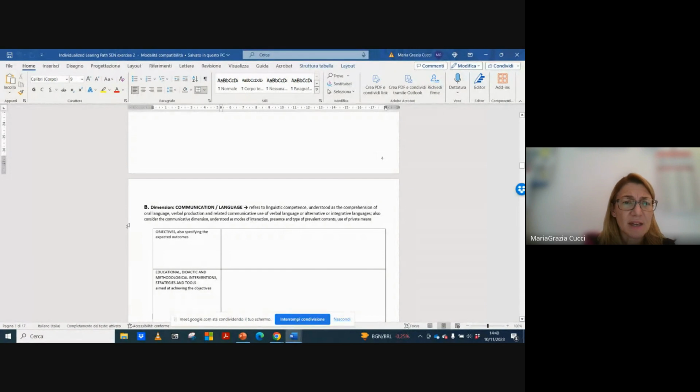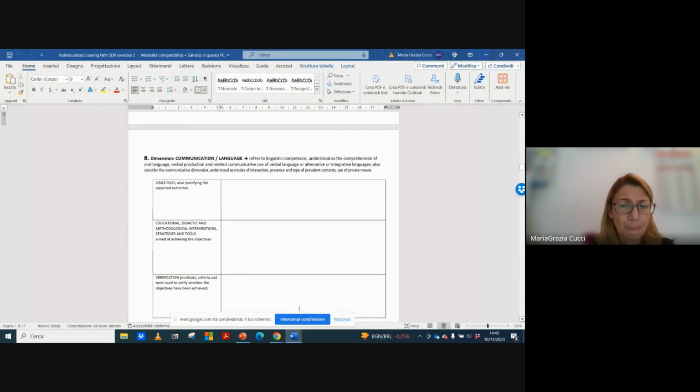And then we see that this scheme is exactly the same for communication and language. Talking to that, we think to the linguistic competencies. I'm sure that you remember that one of the skill competencies of the new European framework is using the mother tongue.